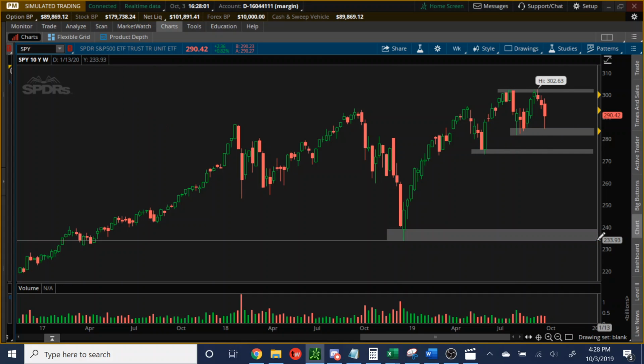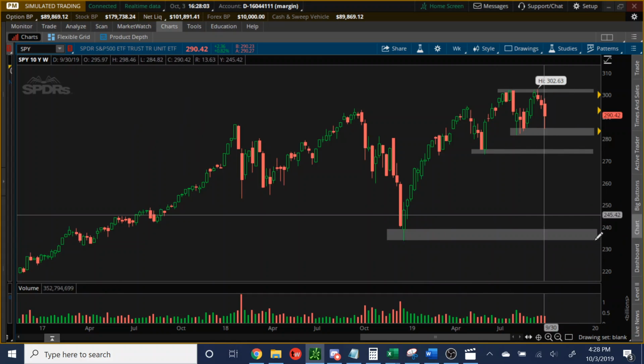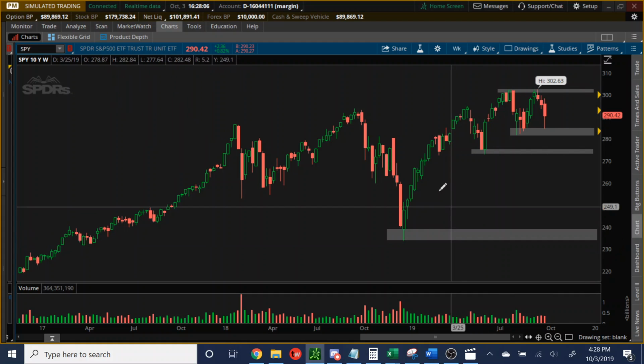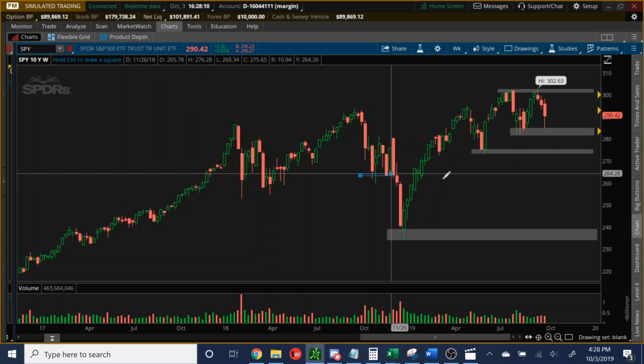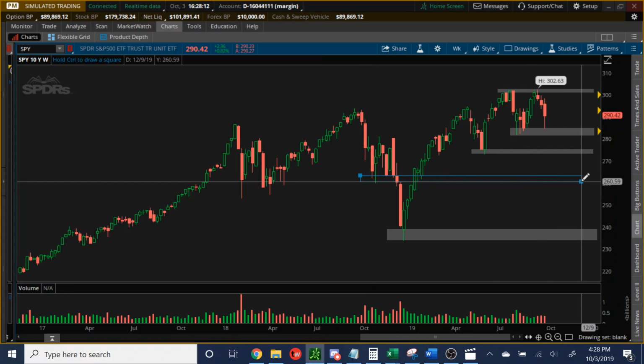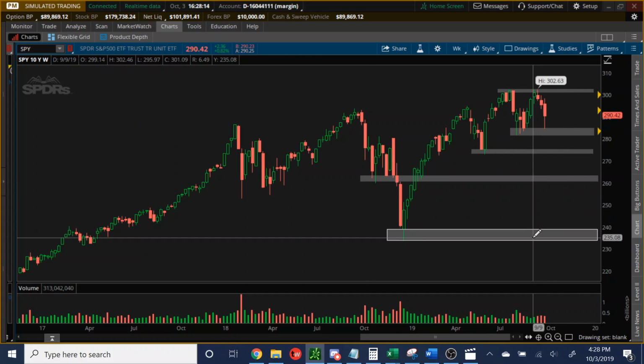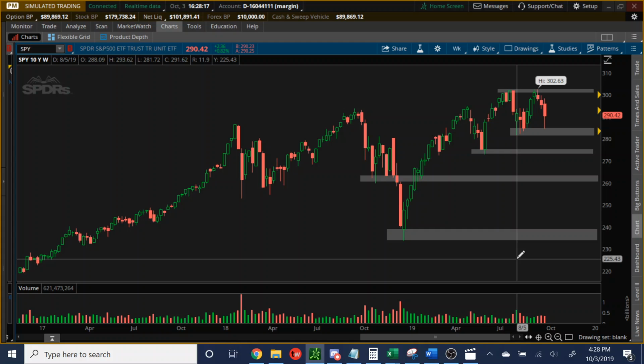Pretty straightforward on these zones. I'm going to go ahead and leave it at that. Maybe there's clearly a level here, you could maybe draw this. And that's probably good for now, just to give us a nice big picture.